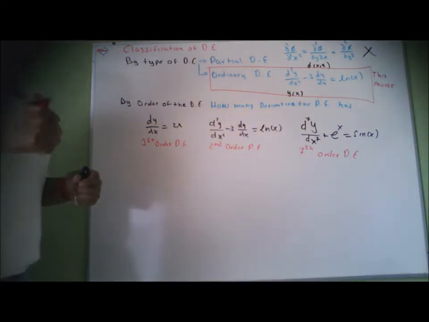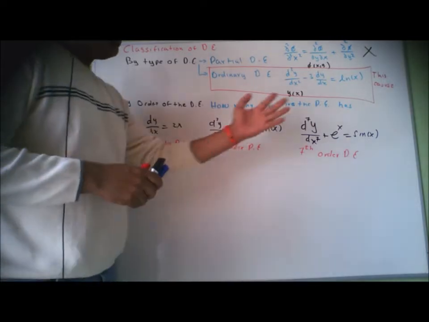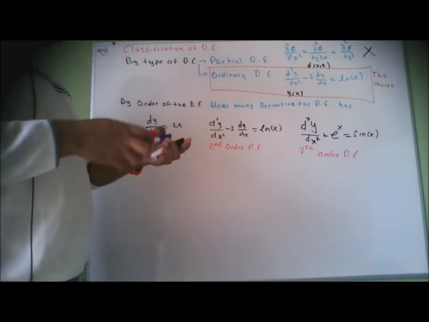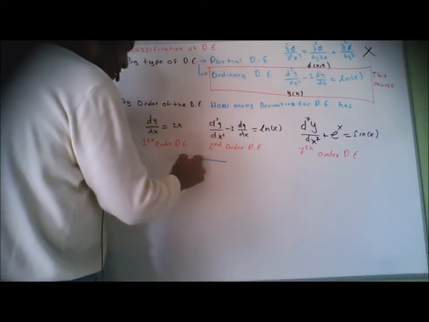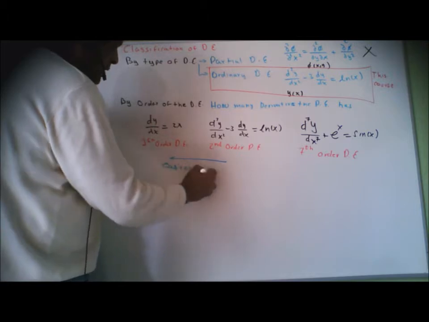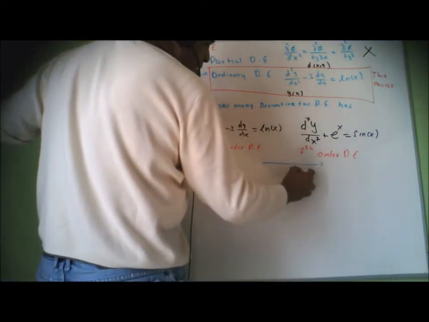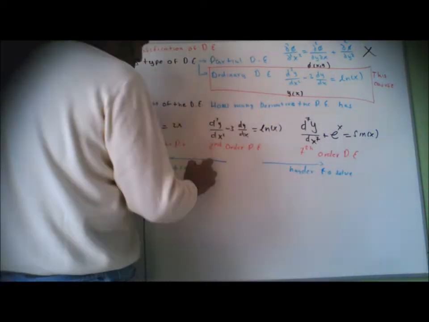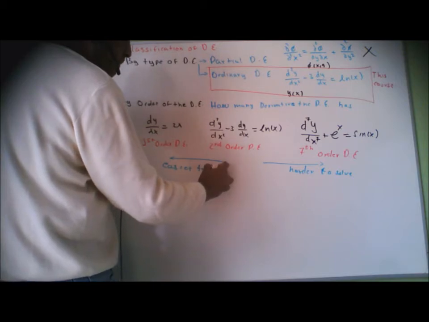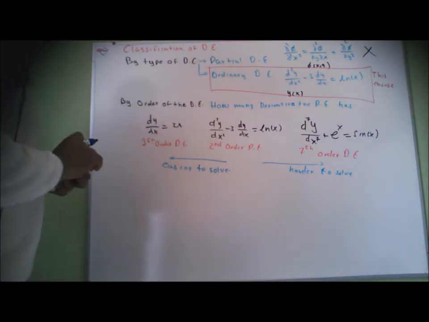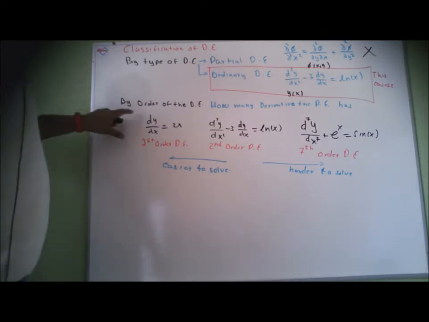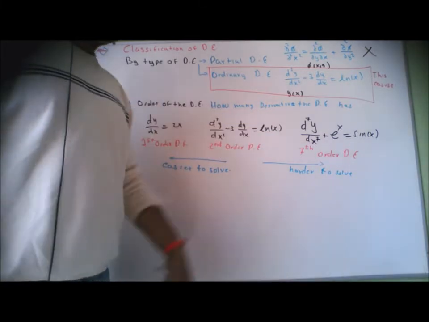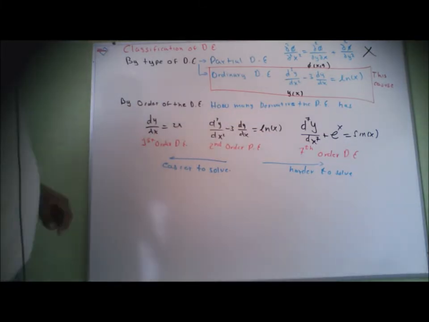Now why is this classification important? The higher the order, the more difficult to solve. The lower the order, the easier to solve. So I'm going to write it like this: easier to solve, and from that, harder to solve. By the way, in the first unit we are going to cover first order differential equations, and in the second unit of this course we are going to cover higher order differential equations. So this is the classification by order.